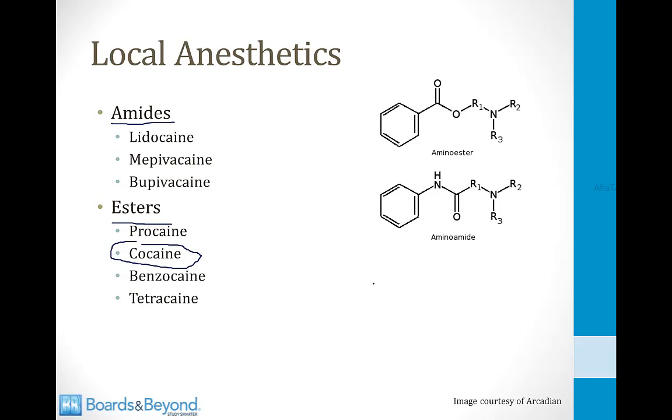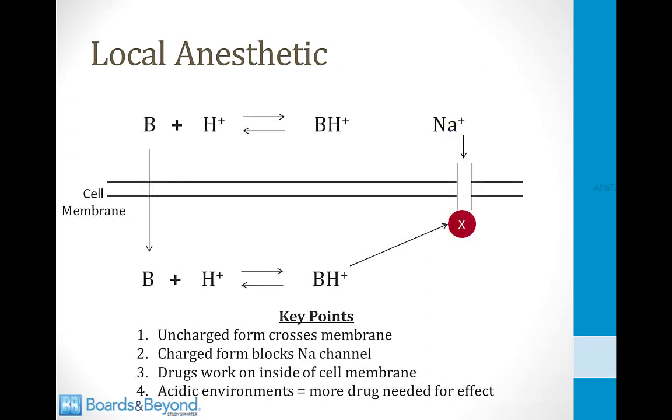And at the top right side of the screen, I've shown the general structure of these drugs. You can see that the amides are at the bottom and the esters are at the top. They are very similar, but the amides have a nitrogen here and the esters have oxygens. All local anesthetics are weak bases. So what does that mean?